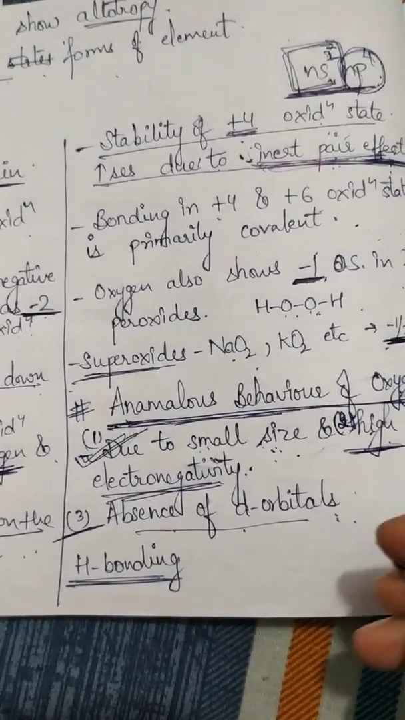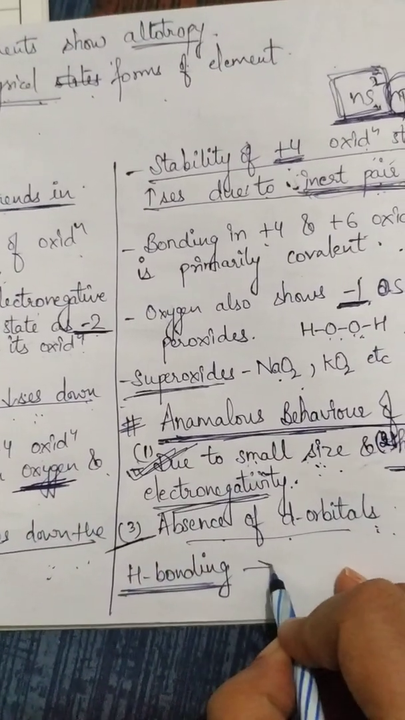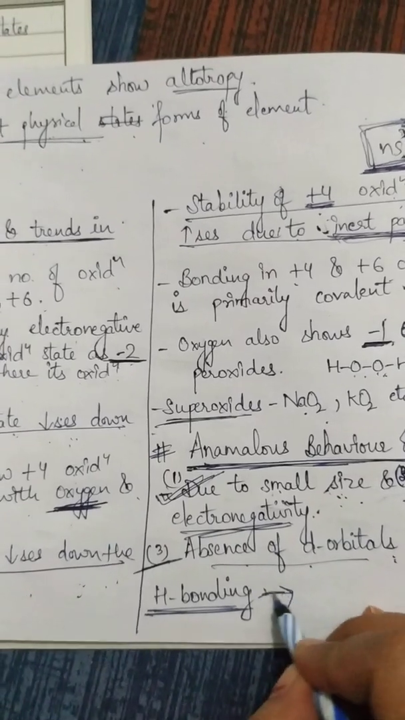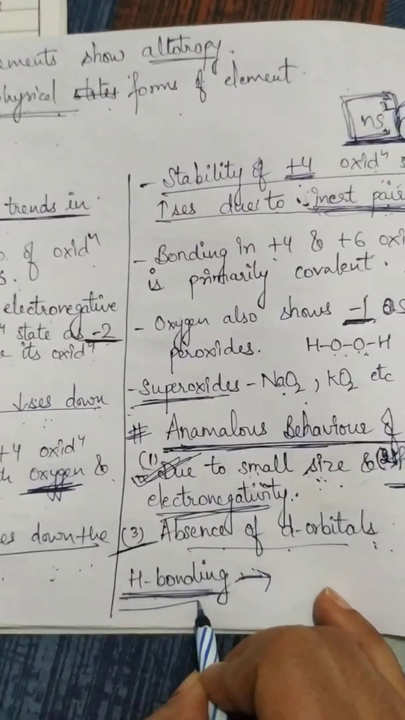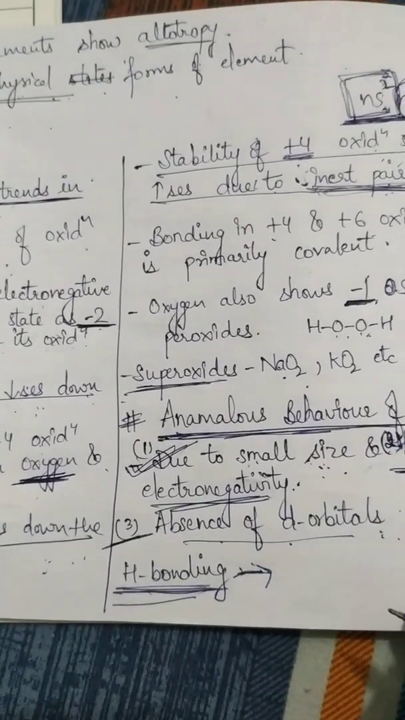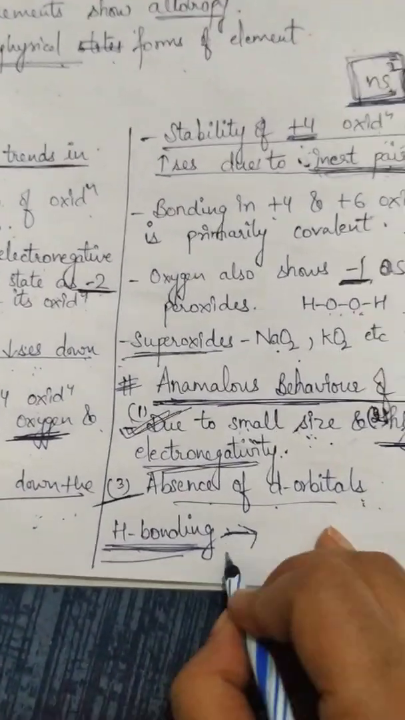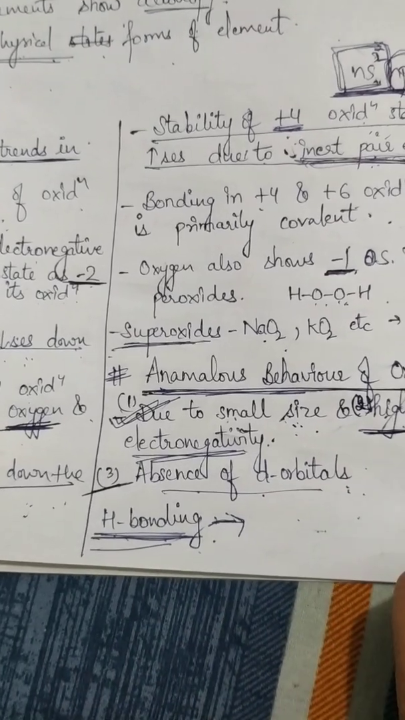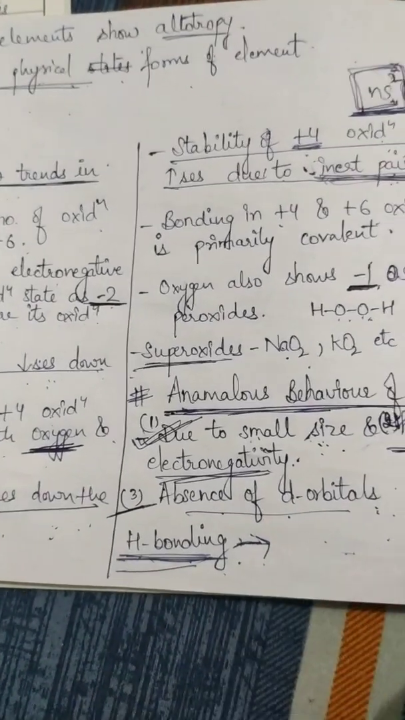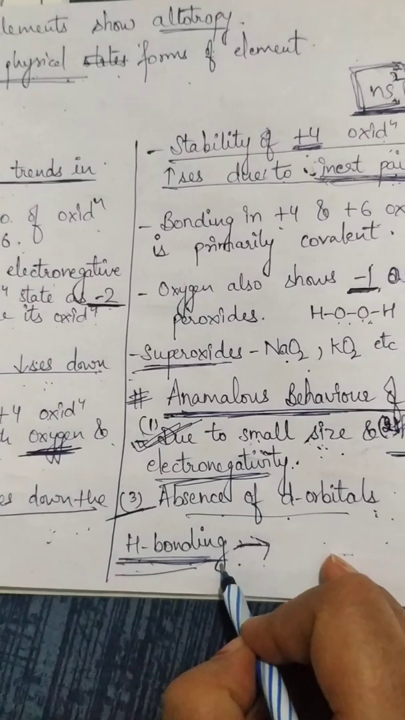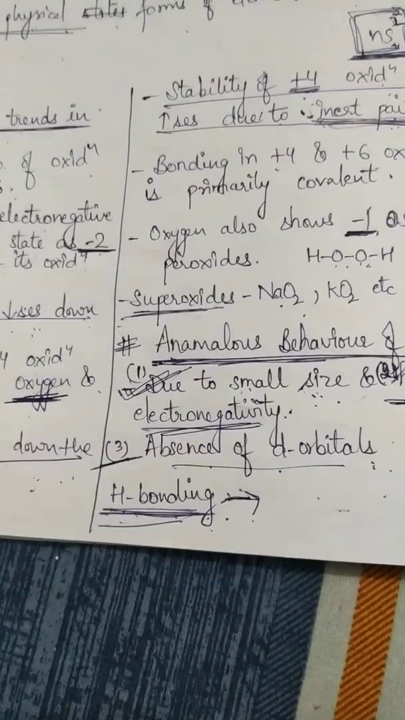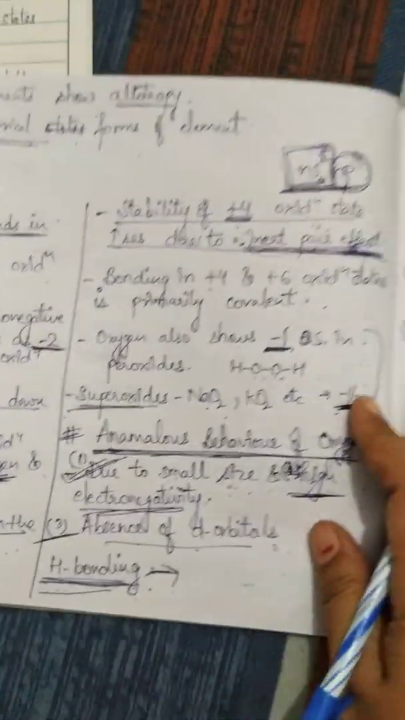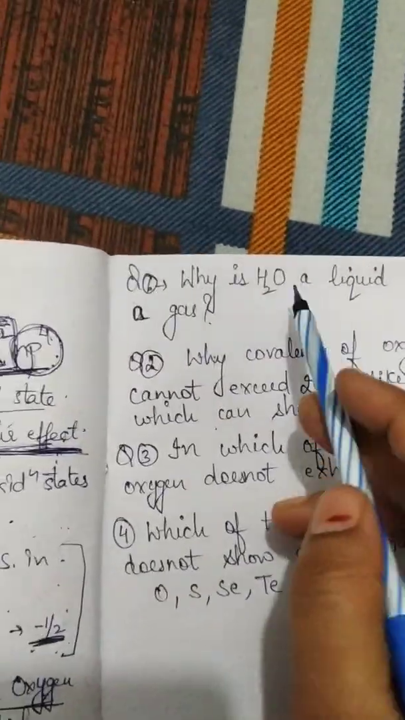The first different property shown by compounds of oxygen is that they show hydrogen bonding. Now what is hydrogen bonding? Hydrogen bonding means the bond formed between a hydrogen atom and a more electronegative atom. So compounds of oxygen show hydrogen bonding, but other members do not show hydrogen bonding. On the basis of hydrogen bonding, we can explain why oxygen forms water.